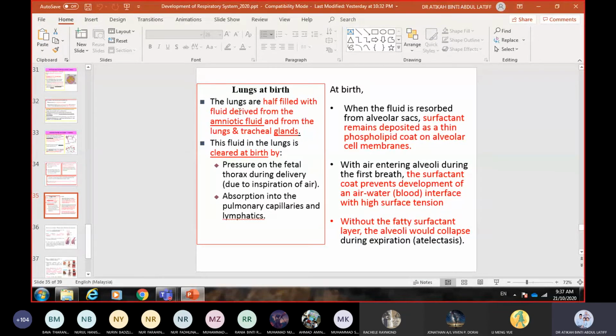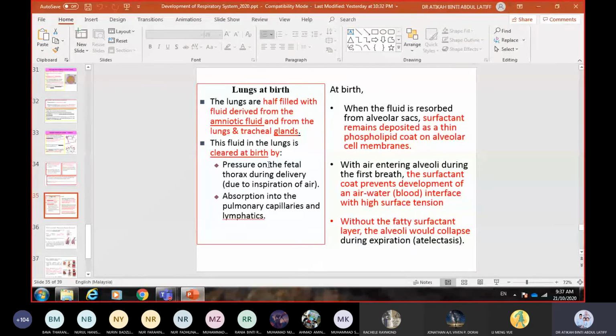If you imagine, the lungs inside the womb are half filled with fluid, coming from amniotic fluid and some from the glands as well. So how is the fluid in the lungs cleared at birth? By inspiration of air. The first breath of the baby is very important to clear out this fluid and make sure he or she is able to breathe. And the lungs will open up, pop up like that.